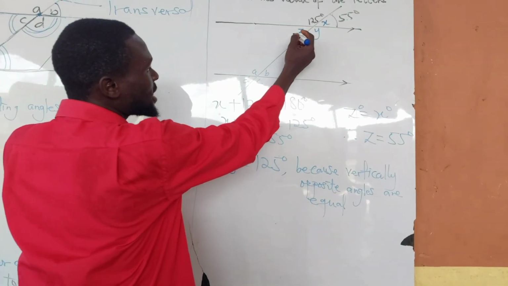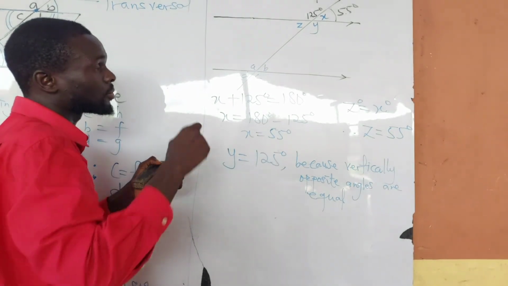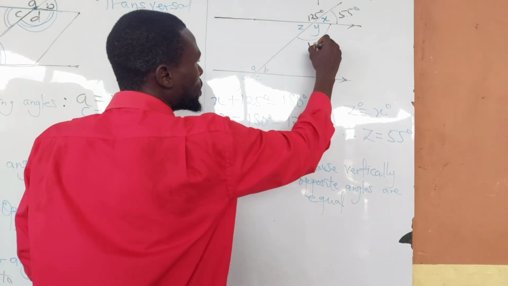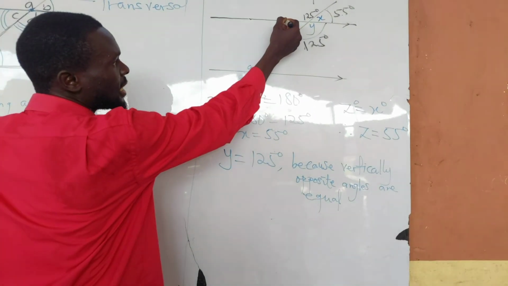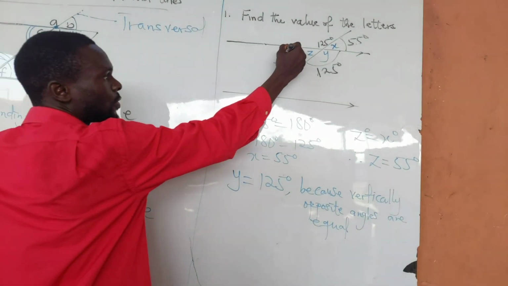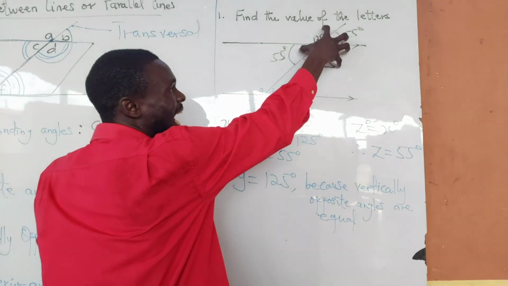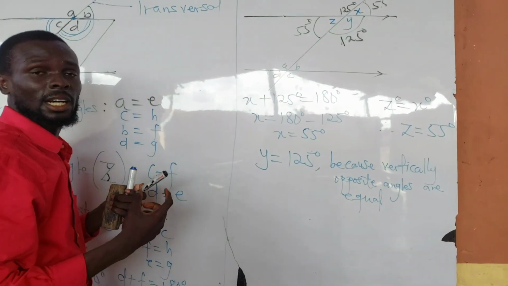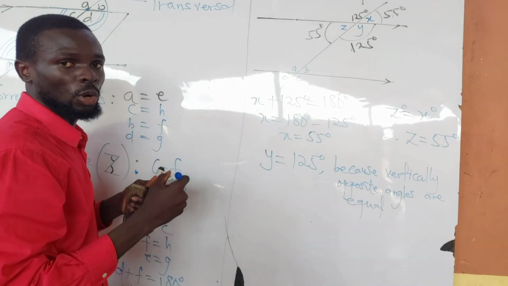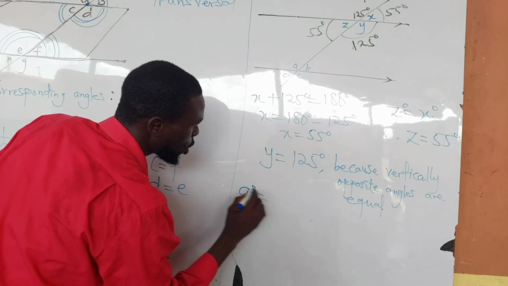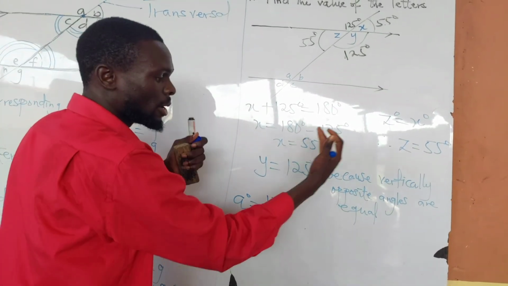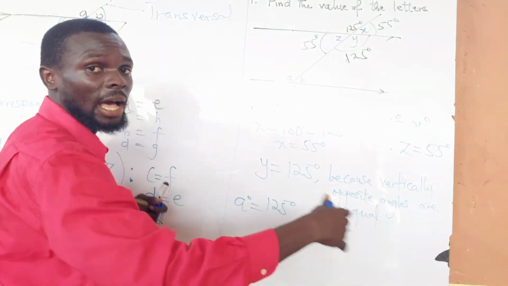So now we have this as 125, which is the Z. We have the Y as 125. So the angle here is 125 degrees. The angle here, which is the 55, or the X, is 55 degrees. So now that we know the angles here, we can determine the angles here by saying that this angle and this angle, they correspond. So A is equal to 125 degrees. Why? Because corresponding angles are equal.